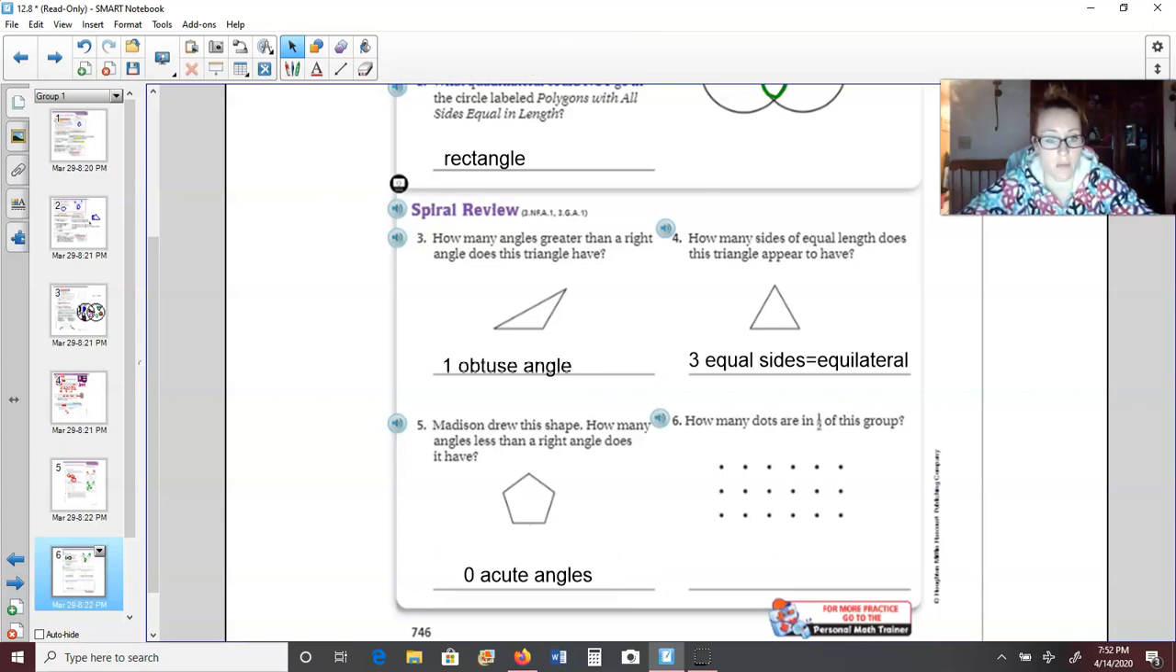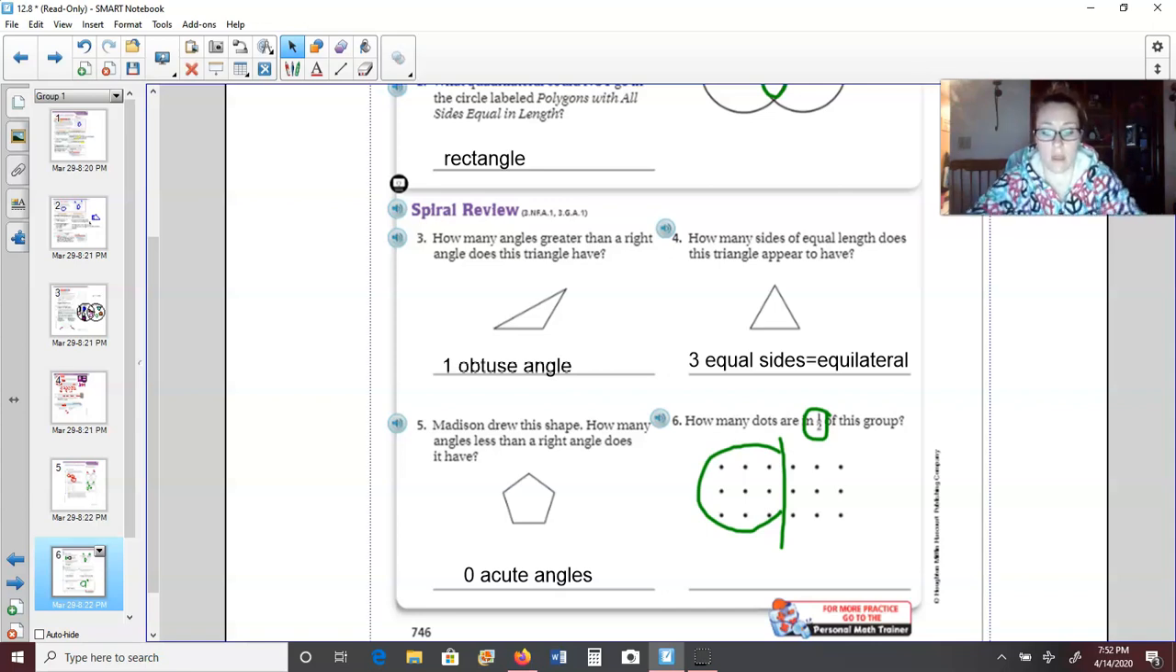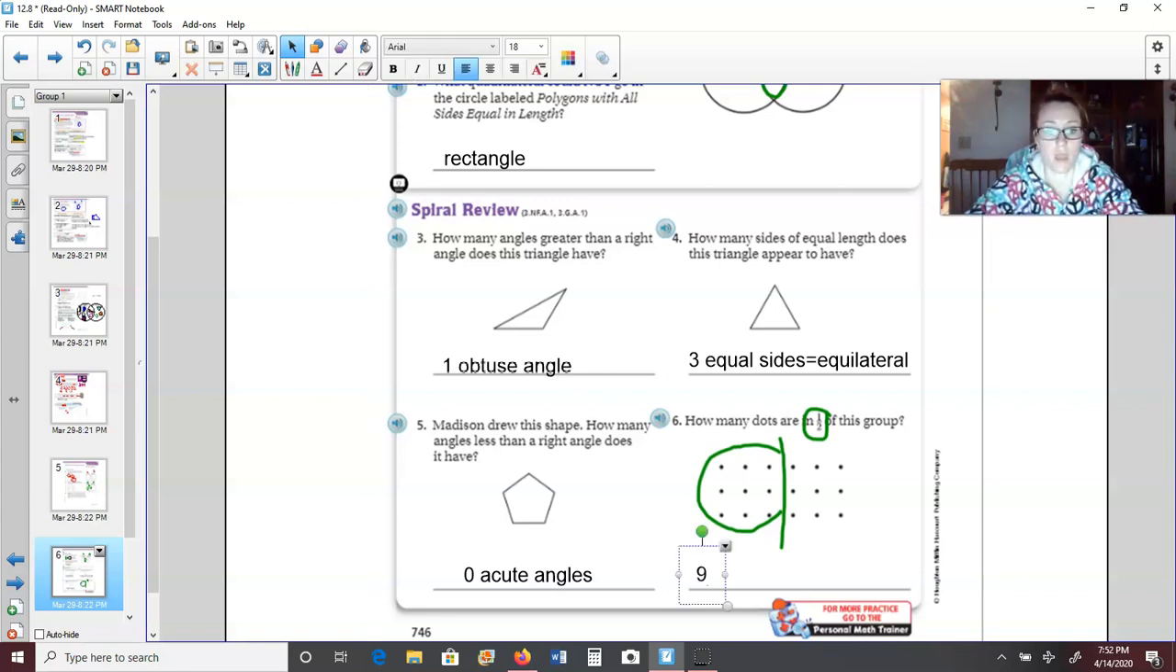And number 6, how many dots are in half of the group? So half means we want to take our total and split it into 2 equal groups. So I'm going to divide it straight down the middle here, and then we're going to look at 1 out of the 2 parts. And I see 9. Kind of looks like I made a 9 with the green pen. I didn't mean to do that. Okay, so 9 dots are in half of the group.